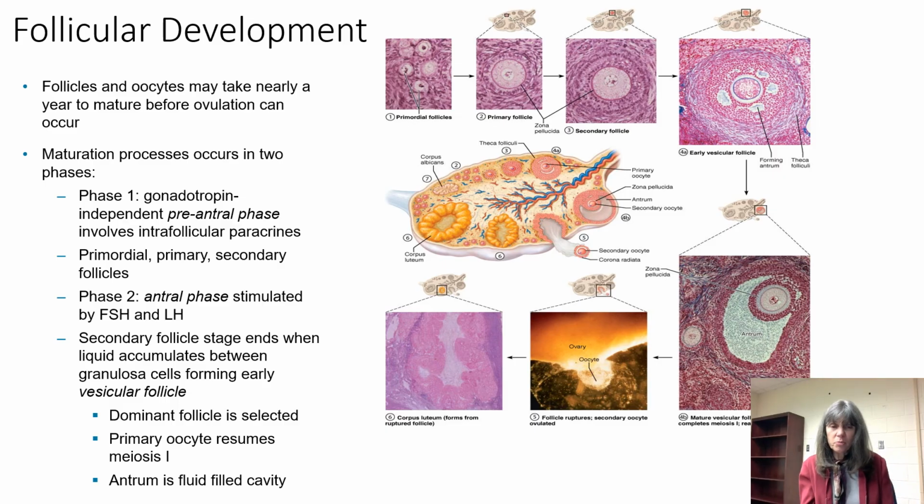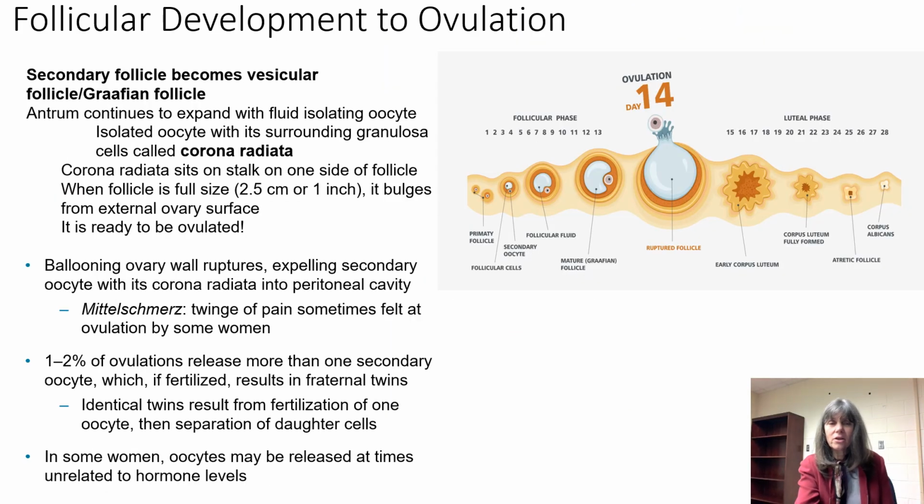It's in that tertiary stage where a dominant follicle will be selected, and once that dominant follicle is selected, that primary oocyte will resume meiosis 1, and that's where we see that fluid-filled antrum. That's that cavity within the follicle. So the secondary follicle becomes a vesicular follicle, or antral follicle, or Graafian follicle, or tertiary follicle. I'm going to add another name by saying Graafian. Graafian is another way to describe this tertiary follicle.